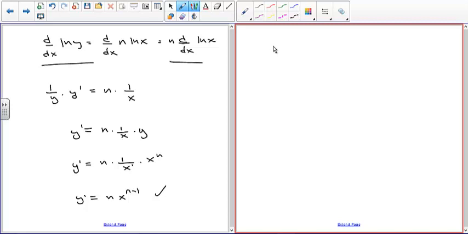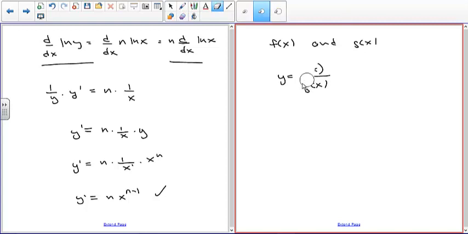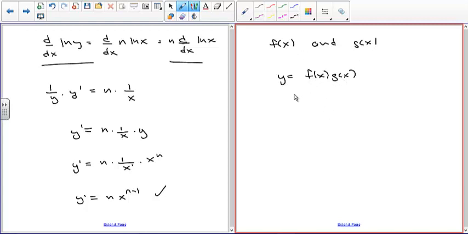So let's say we just have two functions, f of x and g of x. And if we said y is equal to f of x times g of x. You can also do the quotient rule, but let's do the product rule. I'm not making any assumptions about what these are, they're just general functions.